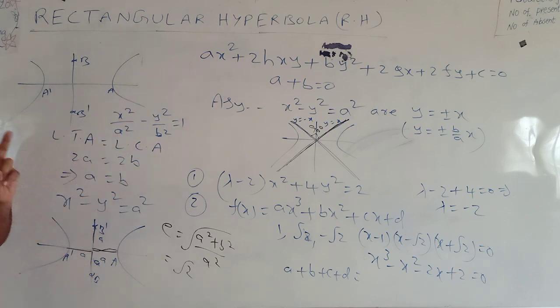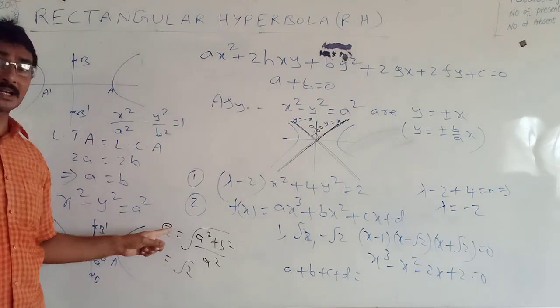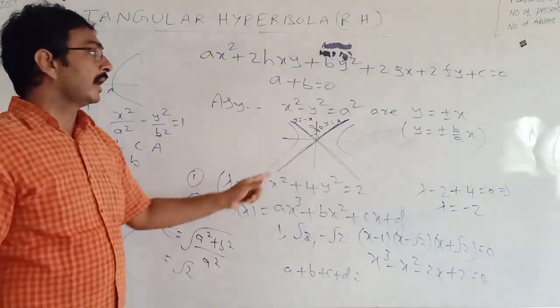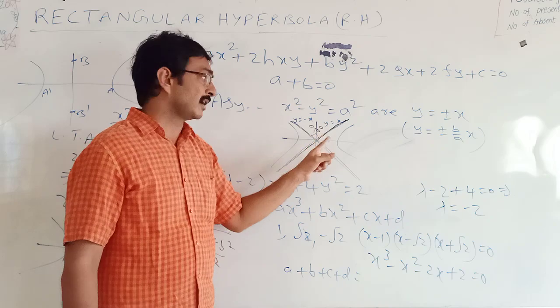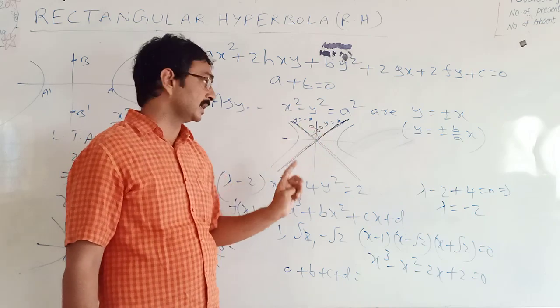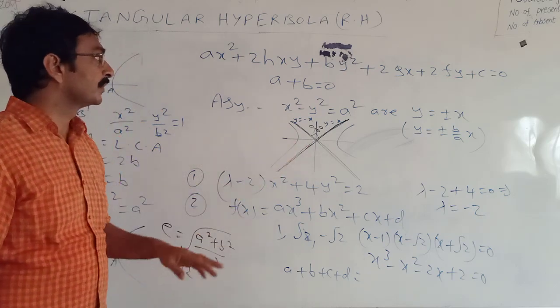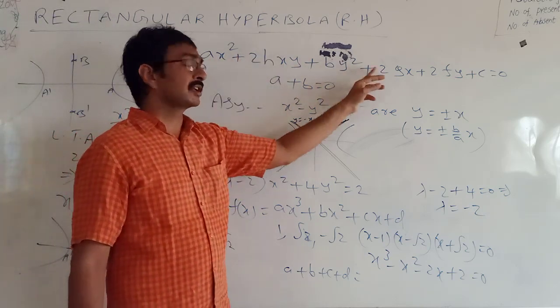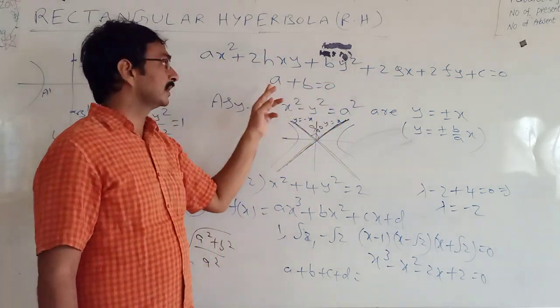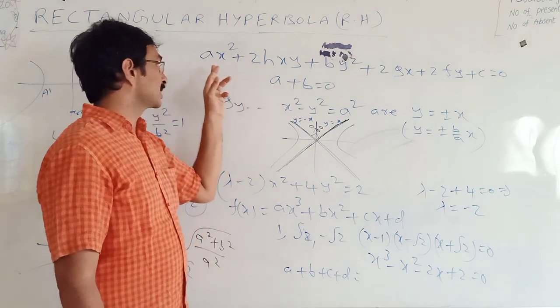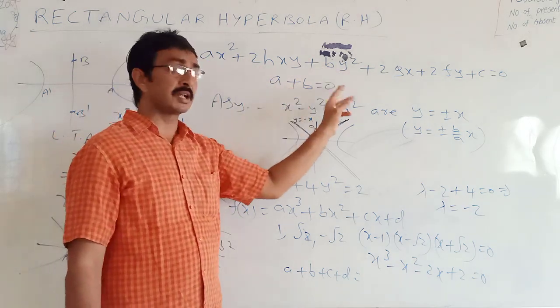So the concept of the first form of rectangular hyperbola is completed. In this you have to learn two things by heart. One is the eccentricity of rectangular hyperbola is root 2. The angle between the asymptotes of rectangular hyperbola is 90. These two properties can be used on both sides, and if any equation represents a rectangular hyperbola, then the sum of the coefficients of x square and y square equal to 0.